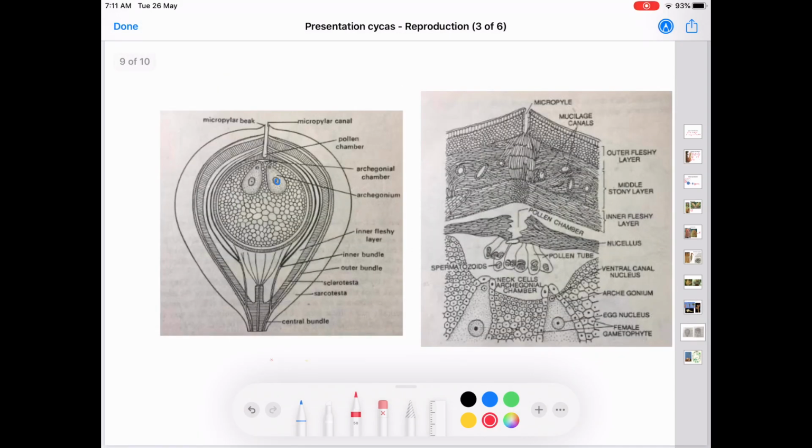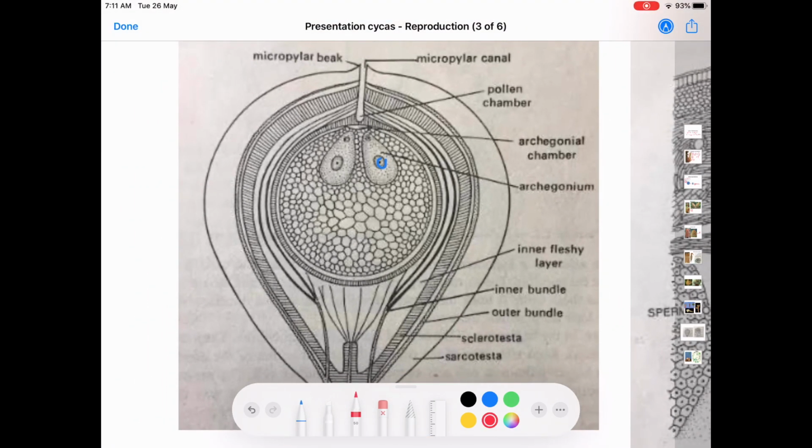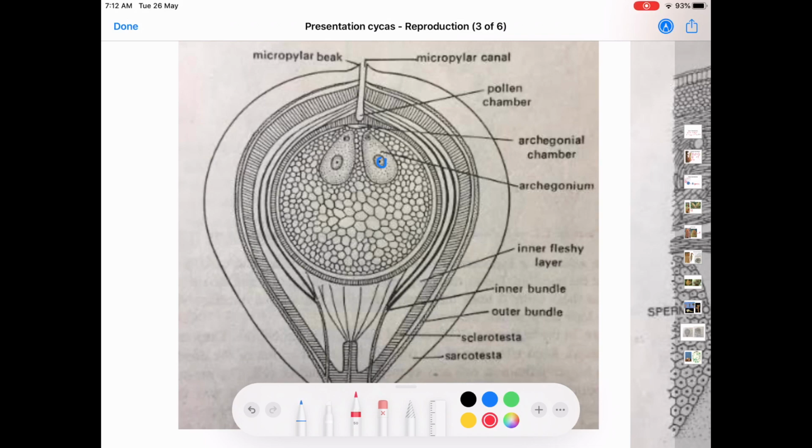Now coming on to the structure of an ovule or structure of a megasporangium. The megasporangium will be carrying a central portion, this cellular region, called the female gametophyte. The female gametophyte will be having archegonia. See this, these are the archegonia towards the upper side.